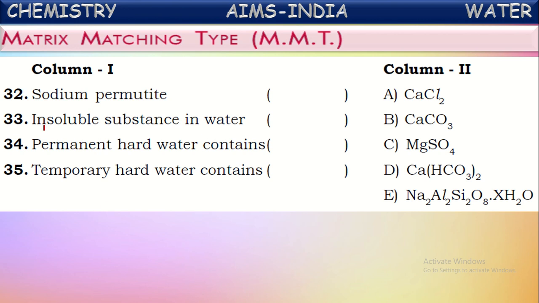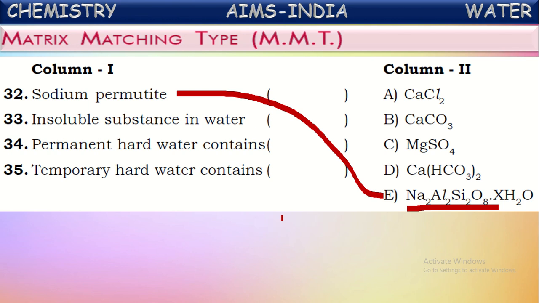See the first one, sodium permutite. It is one of the chemical substances used to remove the permanent hardness of water by the process called the permutite process, isn't it? It is a complex chemical substance which is chemically known as sodium aluminum silicate. Silicates of sodium and aluminum it is called chemically. So let us try to match this. This is sodium permutite.